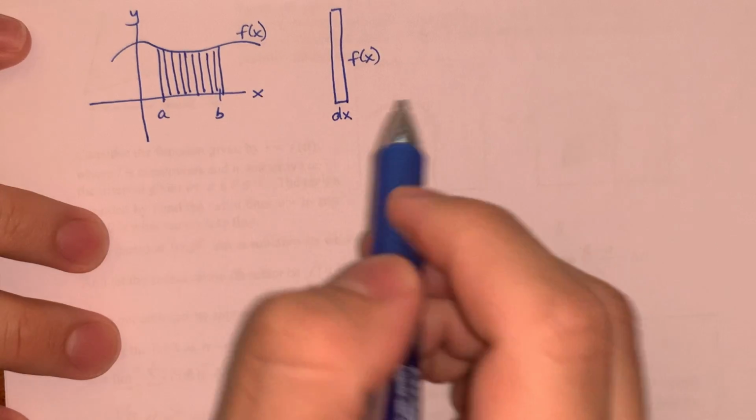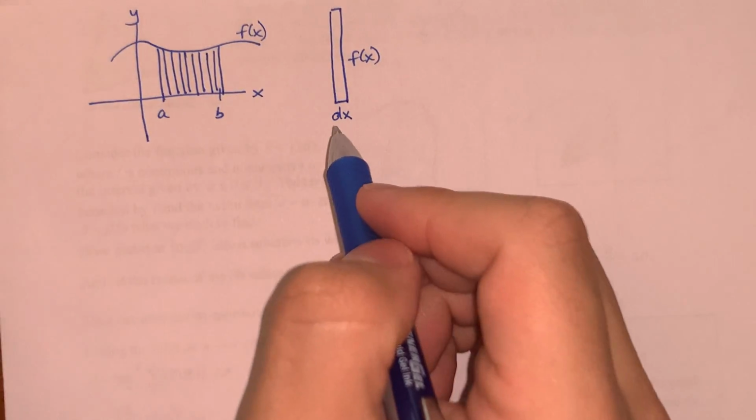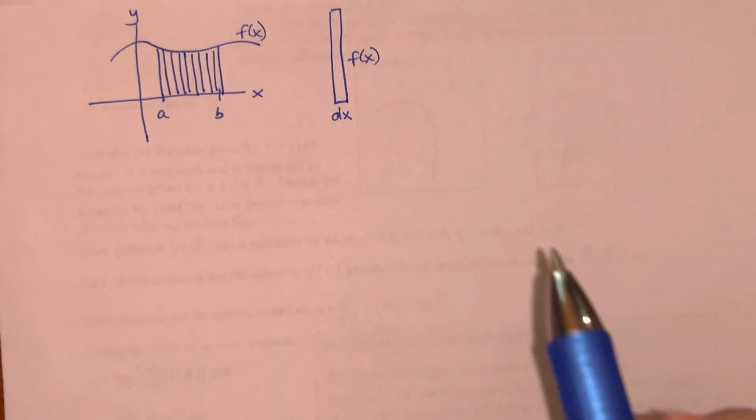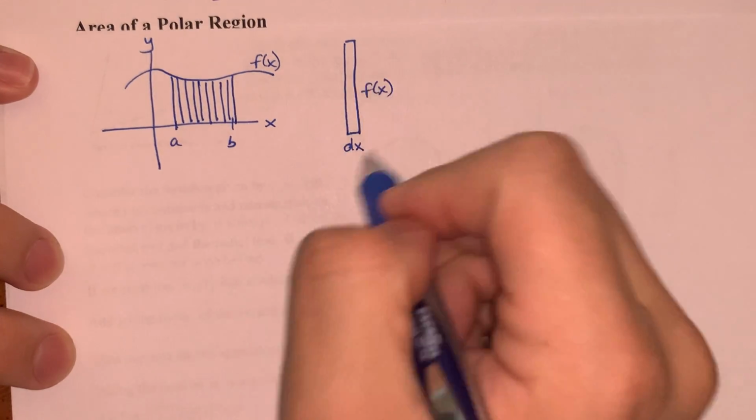It's not really an x value, but we're making it infinitesimally small. I don't even know if I'm saying that word right. Infinitesimally. I don't care anymore. So anyways, yeah, that's what we're essentially doing.